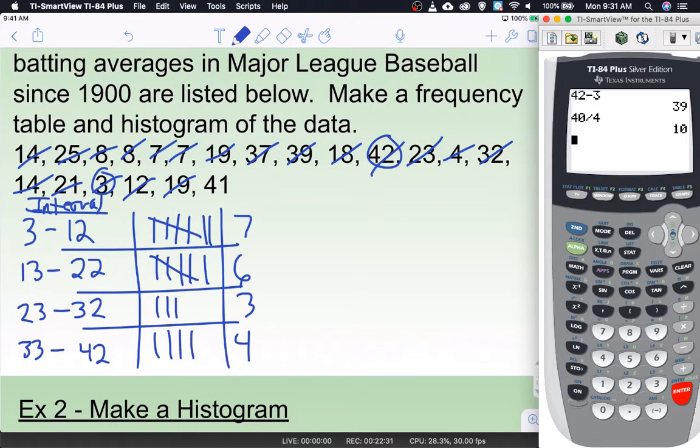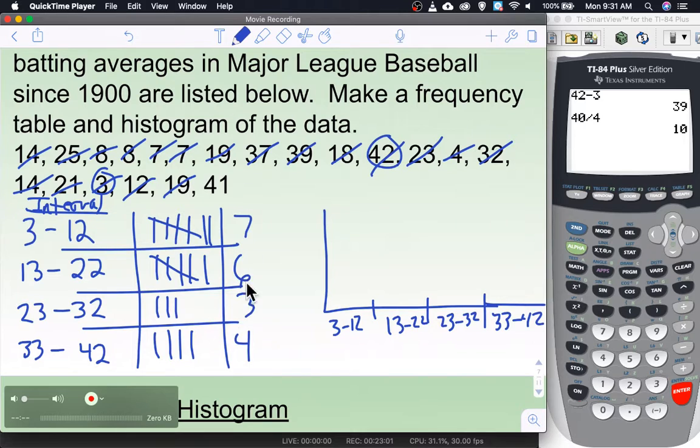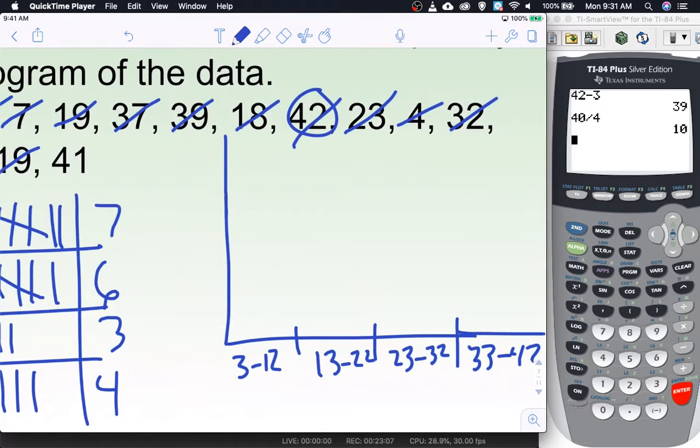And then a histogram is just a graph of that. So you have your different intervals down here: 3 to 12, 13 through 22, 23 through 32, 33 through 42. You have a scale on the side that goes as high as you need to go for your values. So I need to go up to about 7. So 0, 1, 2, 3, 4, 5, 6, 7.